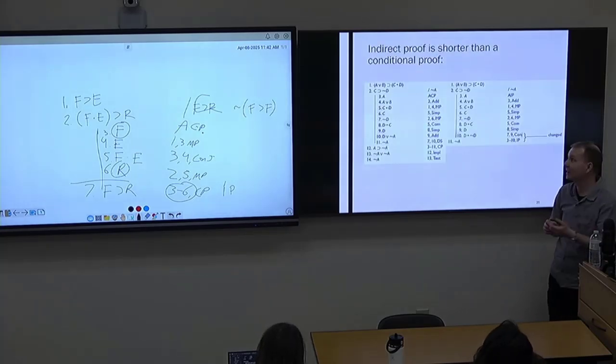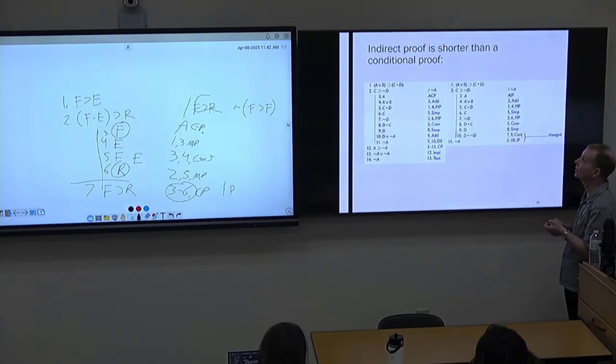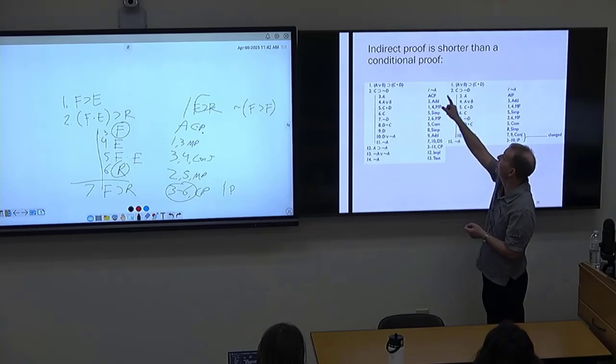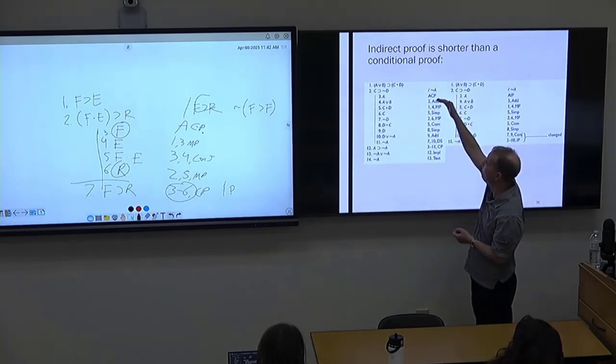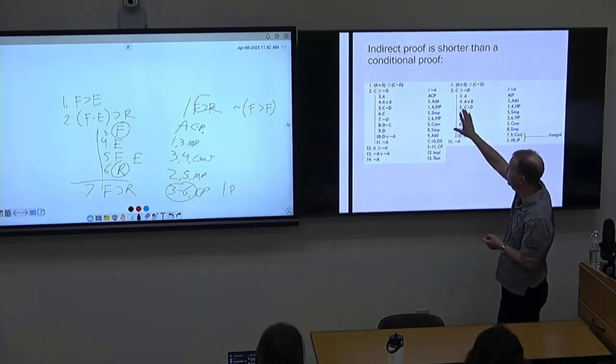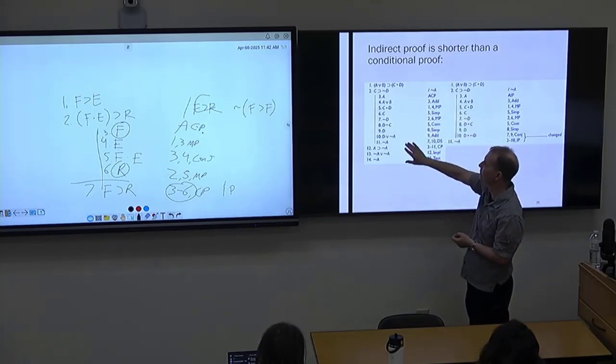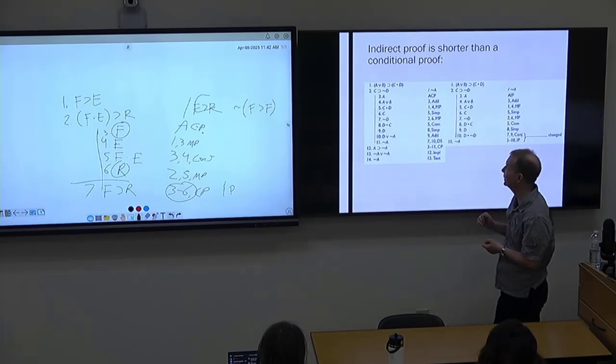So this is an example, like I said, indirect versus conditional. Now in this case, it shows you that indirect is faster than the conditional. Same arguments, right? On the right and on the left. This one they were going with a conditional. You can do it, but it does seem longer, right? You end up with 14 lines.